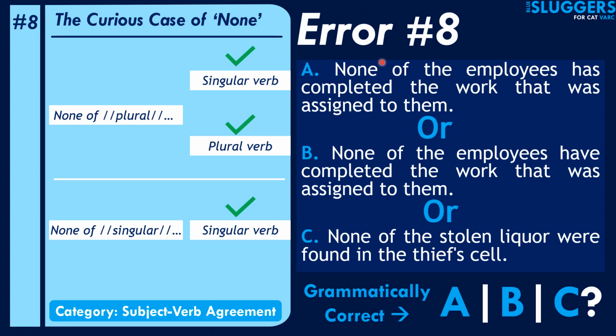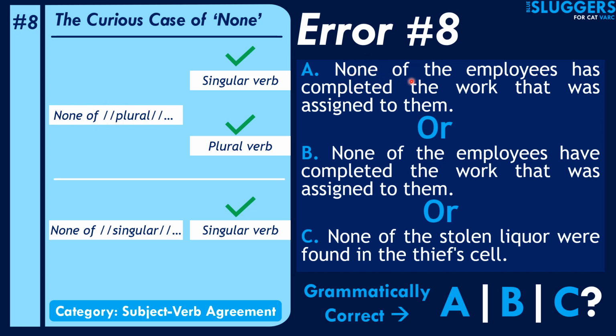So in this particular installment, we'll be looking at what I've titled as the curious case of none. And it's a curious case because, guys, in case of subjects which are of the form none of the something which could be plural, or none of the something which could be singular, the kind of rules that apply here are quite unconventional as compared to other forms of subject. I'll tell you how.